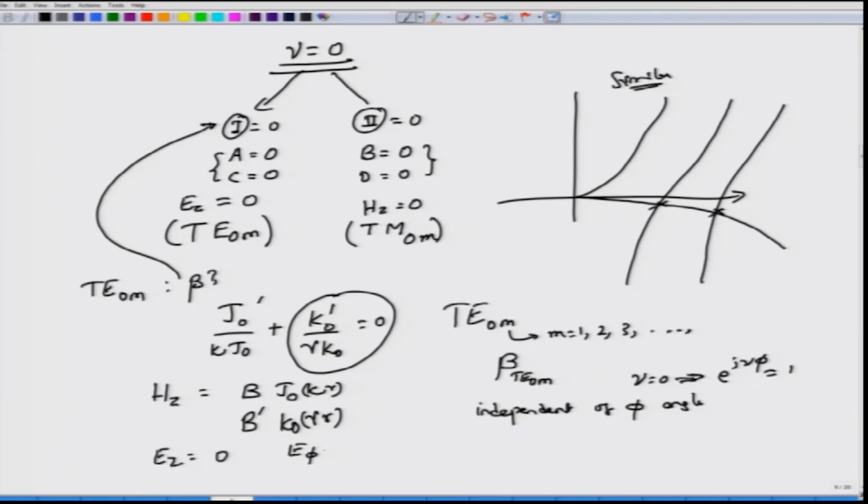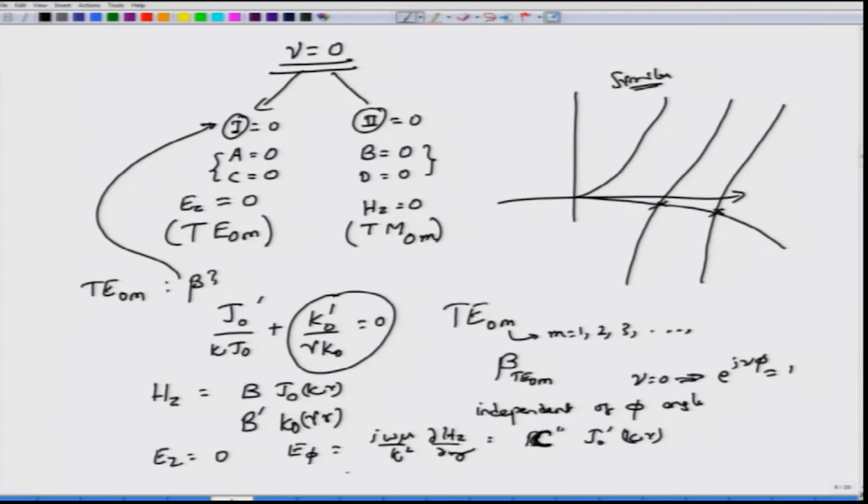You can show that E phi will be equal to, which in this particular case will be j omega mu by kappa square del Hz by del r. This will be equal to some constant, maybe that constant could be b or c double prime, something like that, but this is J0 prime of kappa r. This is in the core region, and in the cladding region it will be K0 prime.